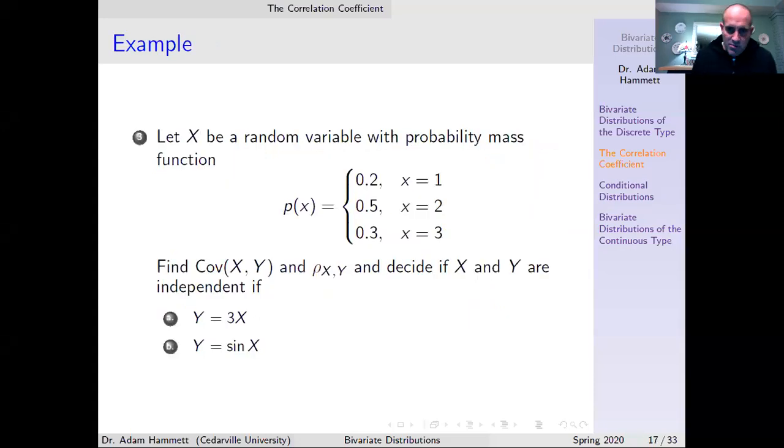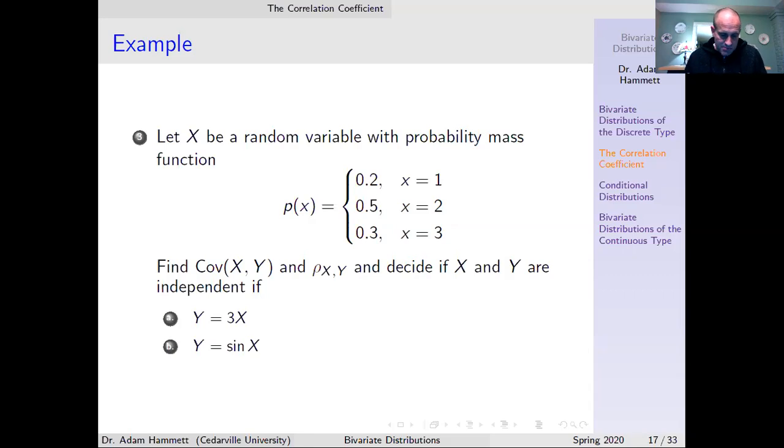Okay, so let X be a random variable with probability mass function equal to that. Find the covariance of X and Y and the correlation coefficient, and decide if X and Y are independent if that happens. Let's just deal with A, right? So look at this. What would you expect to happen in A? Think about it. Y is a linear function of X, and it has a positive slope. So before we even start, we would expect to have a perfect positive linear relationship, i.e. perfect positive correlation, okay?